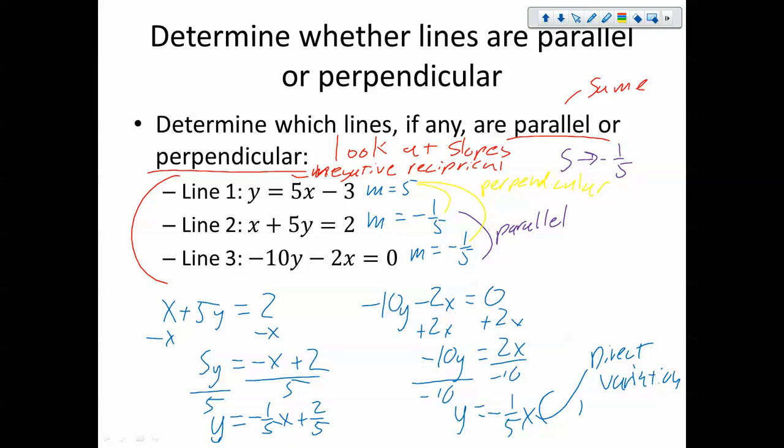So line 1 is perpendicular to line 2, line 1 is perpendicular to line 3, and line 2 is parallel to line 3. All right, you've got another question like this one on your canvas. You're going to have 3 lines that you're going to have to find the slopes of and see if they're parallel or perpendicular. Please go and do that problem now.